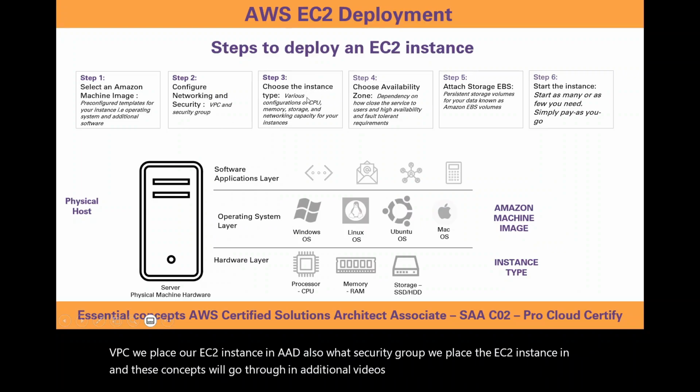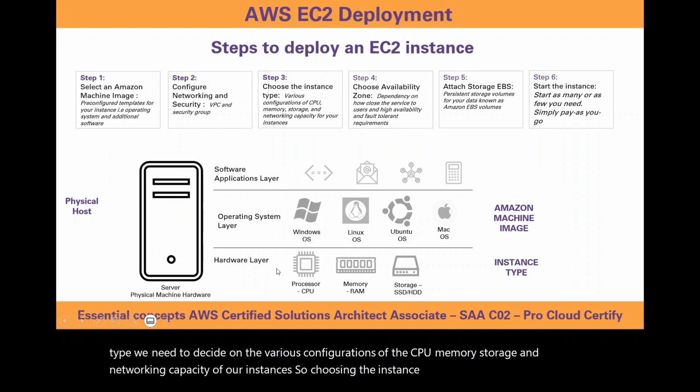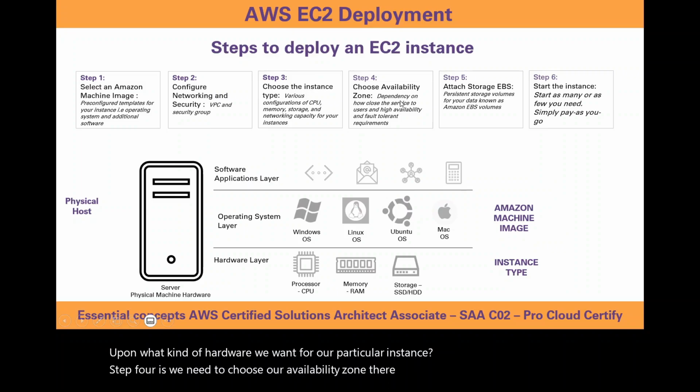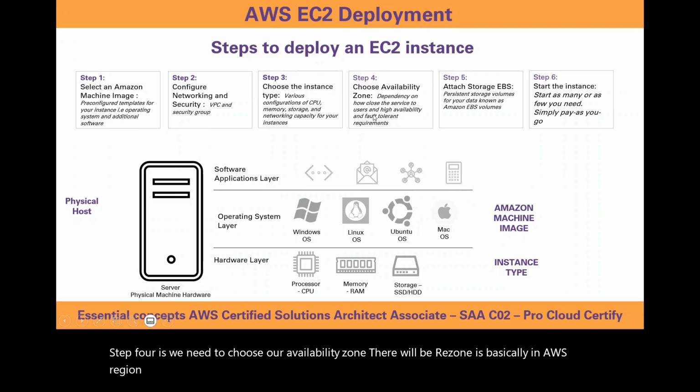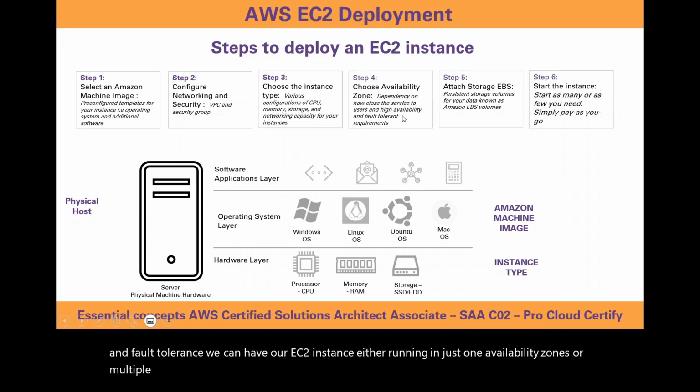Then we need to choose the instance type. We need to decide on the various configurations of the CPU, memory, storage, and networking capacity of our instances. So choosing the instance type is basically deciding upon what kind of hardware we want for our particular instance. Step 4 is we need to choose our availability zone. The availability zone is in an AWS region, and depending upon the proximity to our users and the requirements of high availability and fault tolerance, we can have our EC2 instance running in just one availability zone, or multiple availability zones in one region, or even in multiple regions.